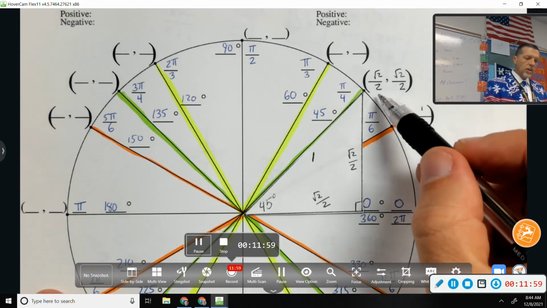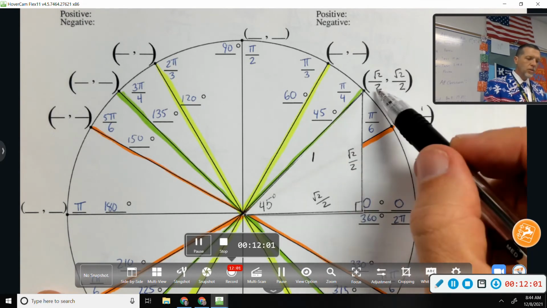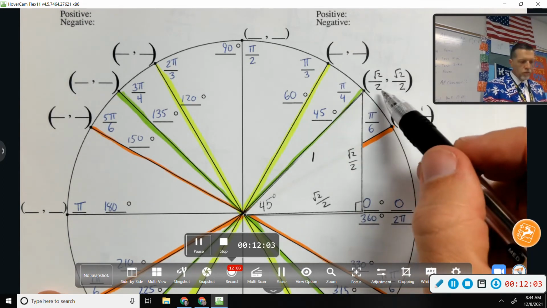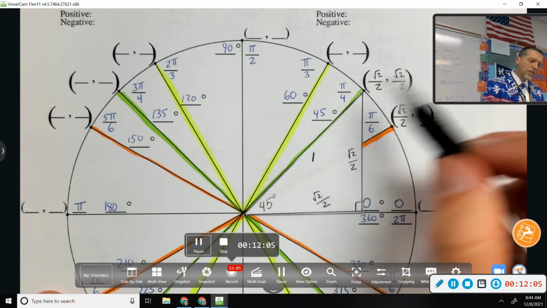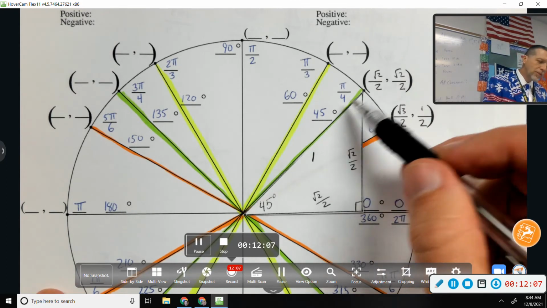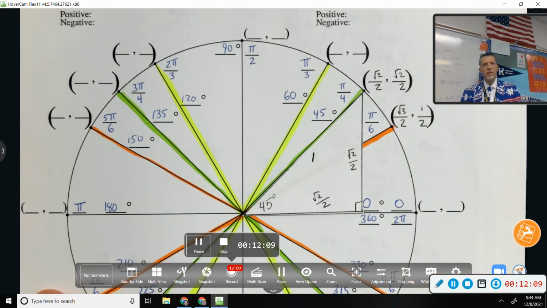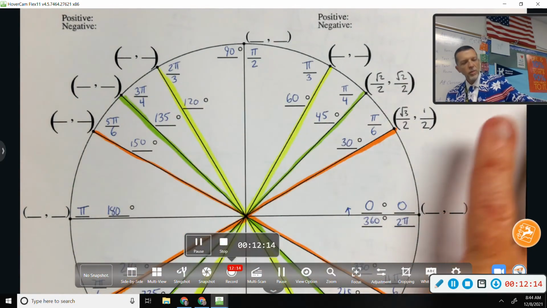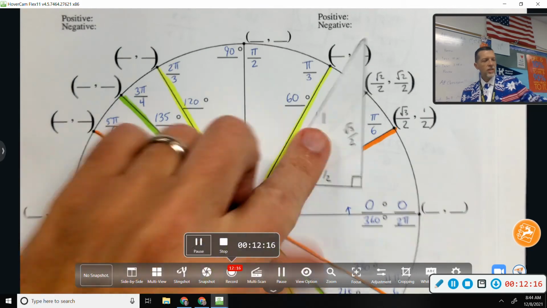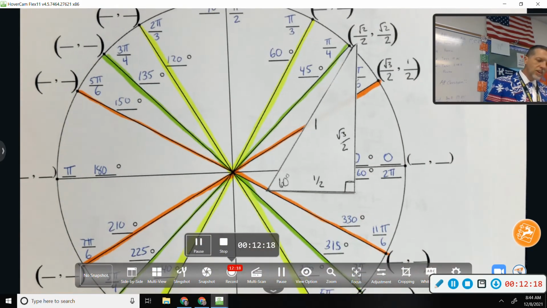So this tells me that the cosine of 45 degrees is root 2 over 2. The cosine of pi over 4 is root 2 over 2. The sine of 45 degrees is root 2 over 2. The sine of pi over 4 is root 2 over 2. But rather than write all of those out, the circle helps us see all of those. All right, last one, the 60-degree triangle.